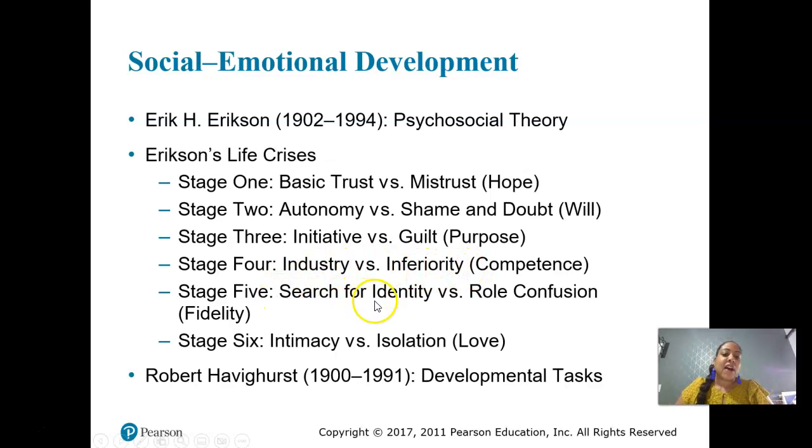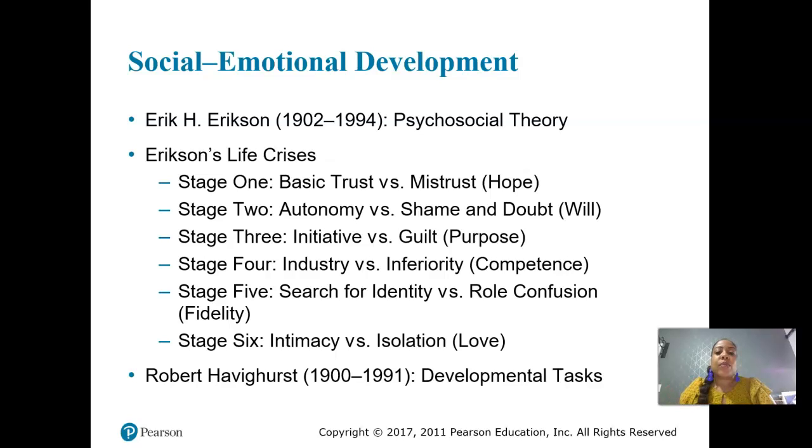And then stage 5, we have identity versus role confusion. That is the adolescent teen years, 12 through 18. And if we can think back to our development during that time between 12 and 18, you can think about, wow, we're really going through all of these different stages, almost like metamorphosizing, right?